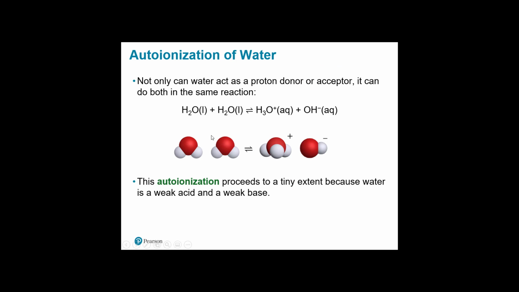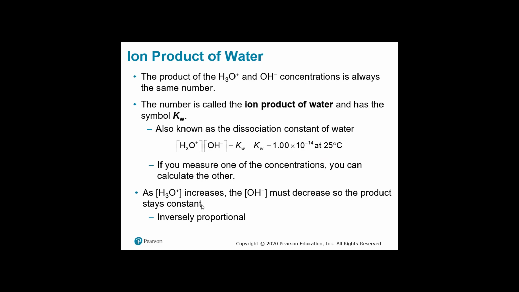So not only can water act as a proton donor and an acceptor, it also reacts in the same reaction. So you can see with water, one is a hydronium, one is hydroxide. This is autoionization, where it proceeds to a tiny extent because water is a weak acid and it's also a weak base. So the product of the hydronium ion and hydroxide ion concentrations is always the same number. This is called the ion product of water, and it's known as the Kw. It's also known as the dissociation constant of water.